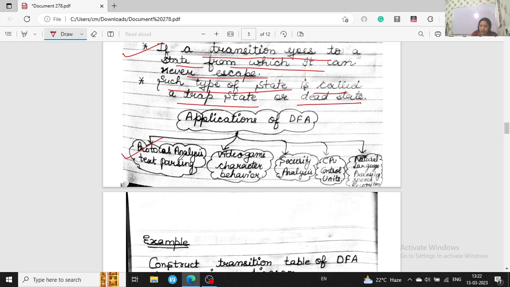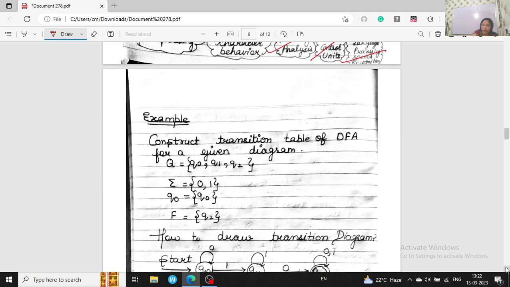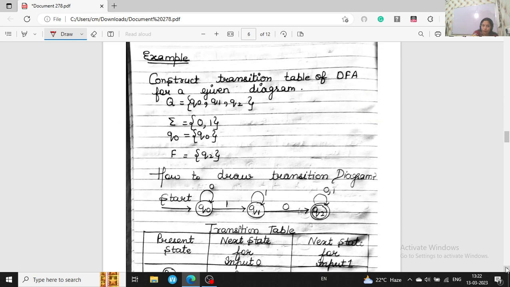Now, what are the applications of DFA? Protocol analysis, text parsing, video game character behavior, security analysis, CPU control unit, natural language processing, speech recognition. These are the applications of DFA. In these applications, we use DFA.